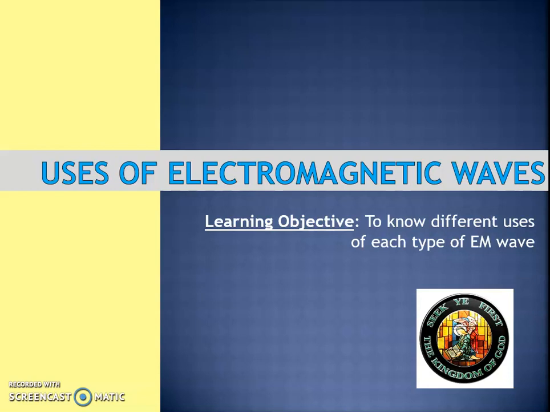I'm going to be taking you through another section of the waves topic of the GCSE Combined Science Physics paper. Today we're going to be talking about the uses of electromagnetic waves, and we're going to know the different uses of each type of electromagnetic wave. Please take that down as your title.